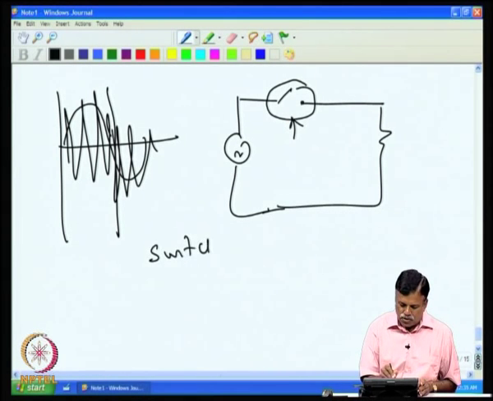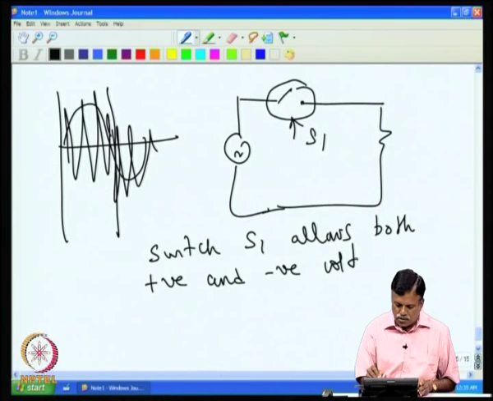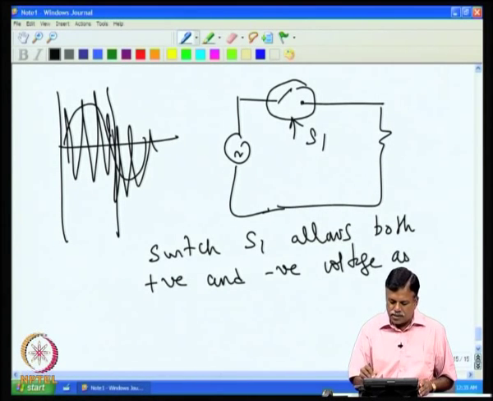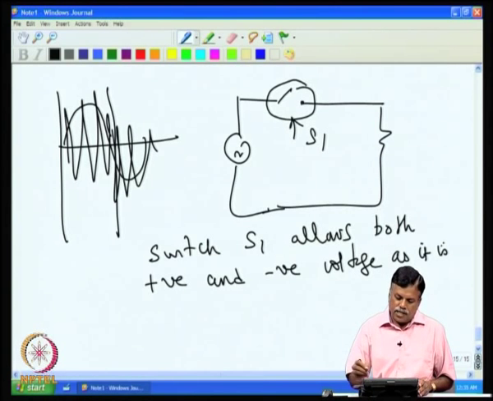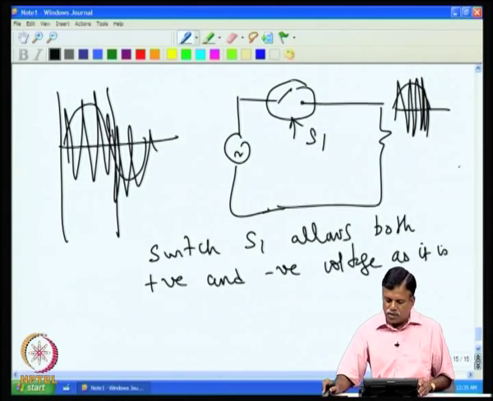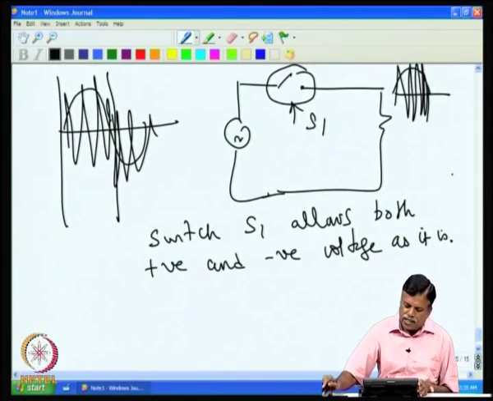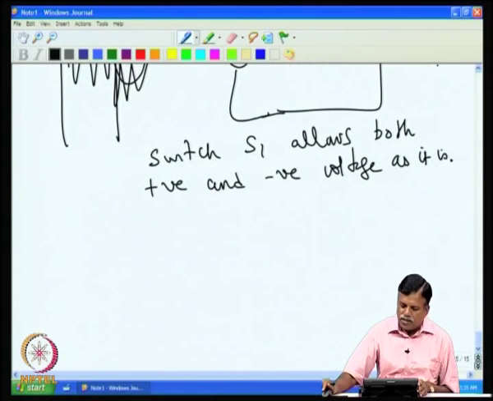Switch S1 allows both positive and negative voltage as it is. That means across the load, I will get the signal with which I switch on, with respect to the signal. I am switching the switch with respect to the signal. So you will get at the output positive half cycles, of course, with the noise. Noise may go positive as well as negative.